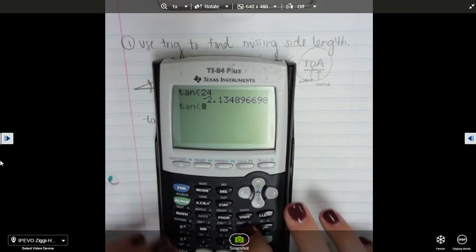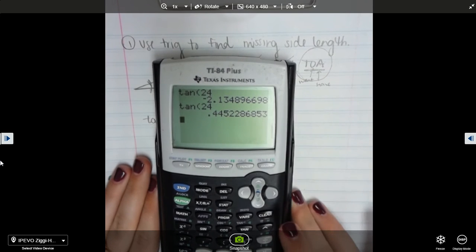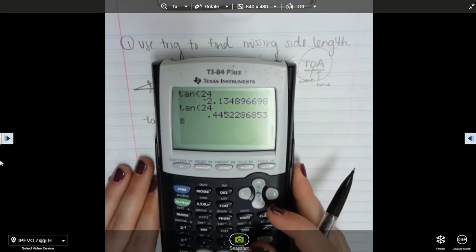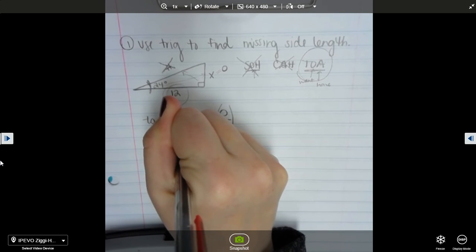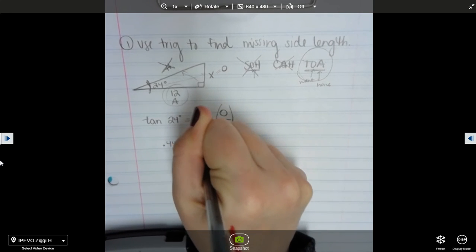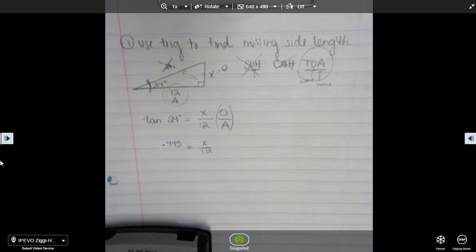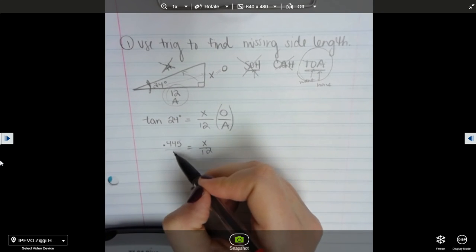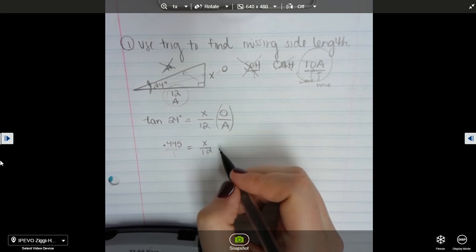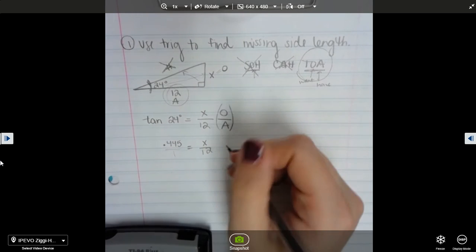So let's try again. Tangent of 24, that's better. 0.445, we always round to the nearest thousandth. And that equals X over 12. So here we're going to solve for X. We can either put this over 1 and cross multiply, or we can multiply both sides by 12.